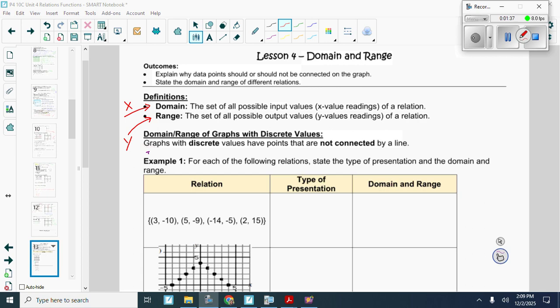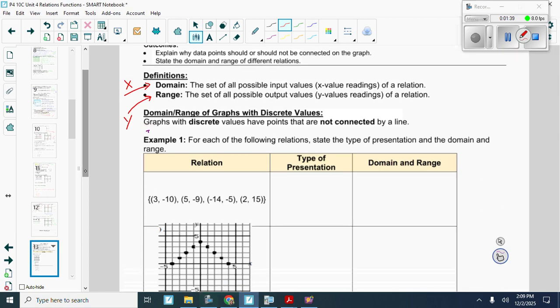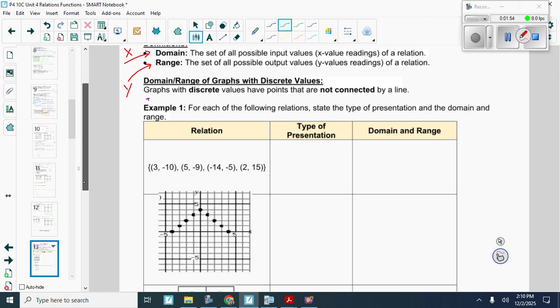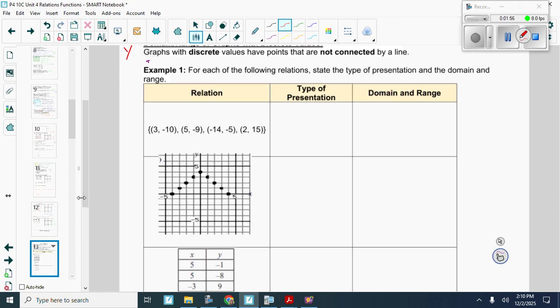Now, graphs with discrete values have points that are not connected. Remember, those were our individual dots. Those are discrete graphs. Let's go through some of our relations. We've got a whole bunch. We're going to identify what kind of relation it is, and then we're going to talk about its domain and range.